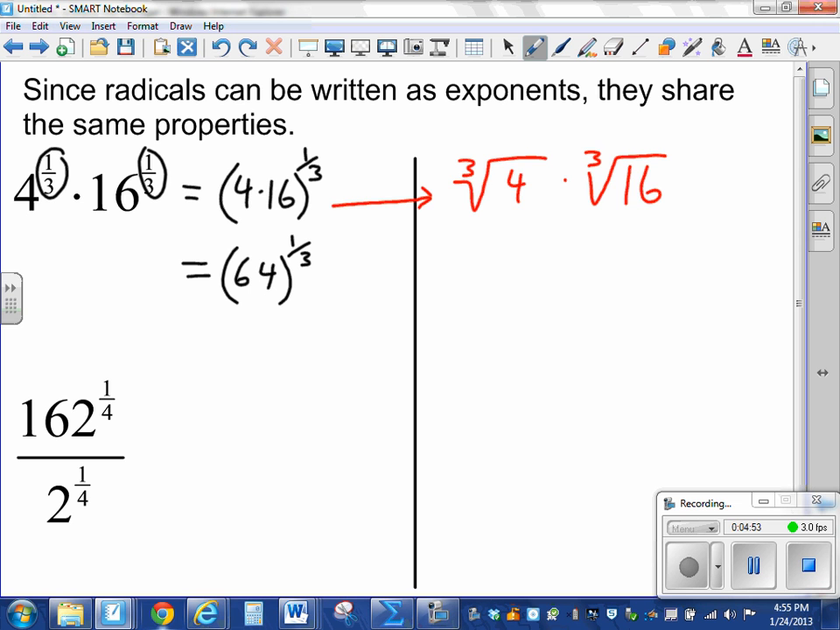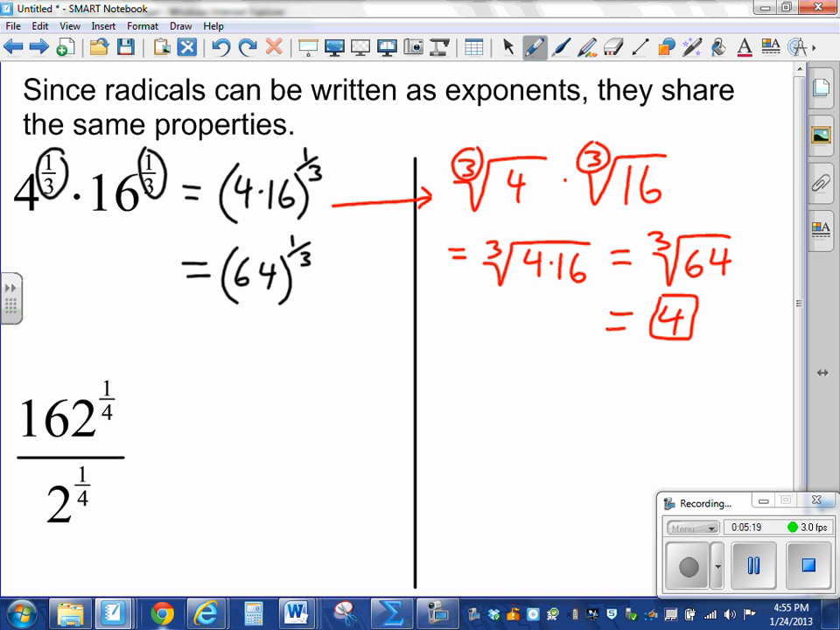Now, just like before, if it has the same exponent, you can pull the exponent off, but same thing with radicals. If it's under the same radical, same root, this is the third root and this is the third root, you can put them both under the same root. So 4 times 16 is going to be the third root of 64. So what times what times what is 64? That's going to be 4.